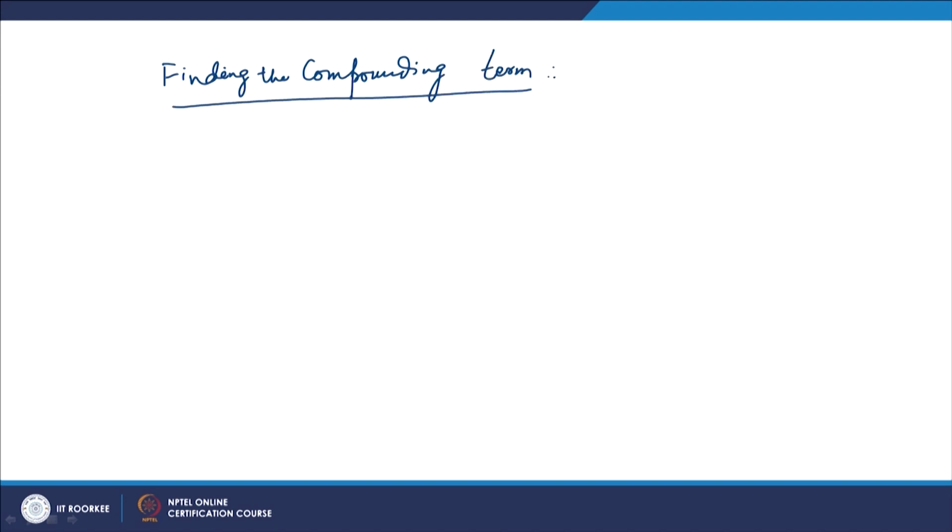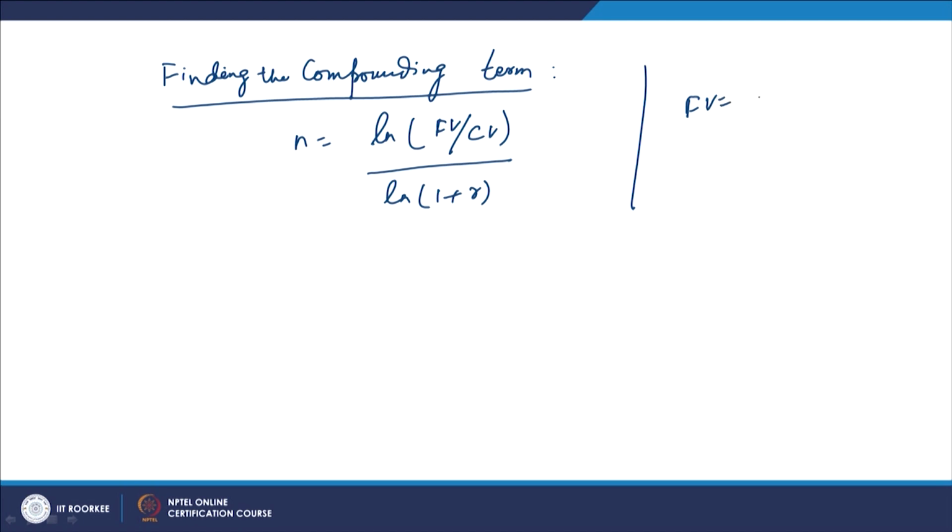Now, only one thing is left, that is n. If you want to find n, it will basically be ln of Fv upon Cv divided by ln of 1 plus r. We know that Fv equals Cv into (1 plus r) raised to the power n. So, Fv by Cv will be (1 plus r) raised to the power n.